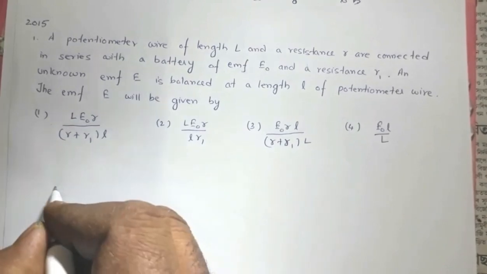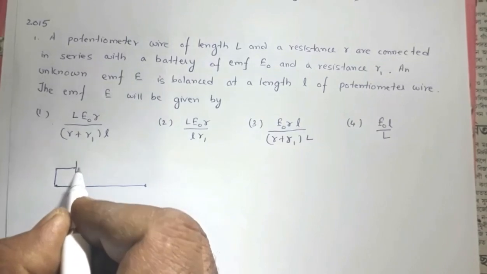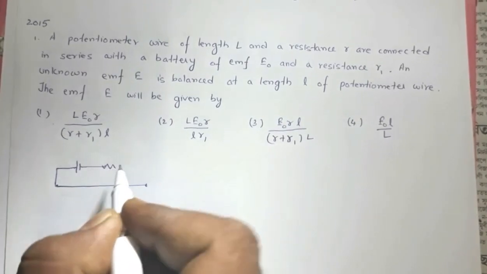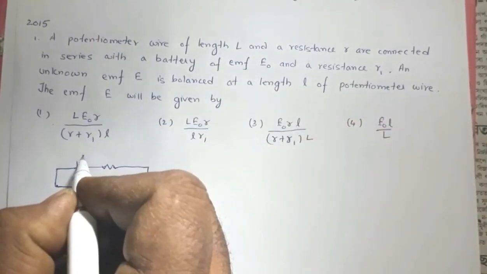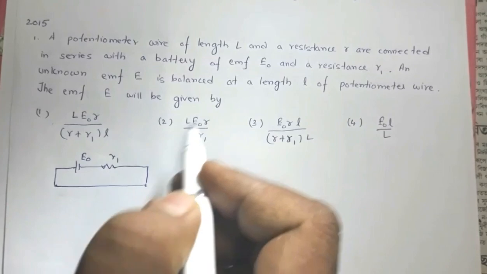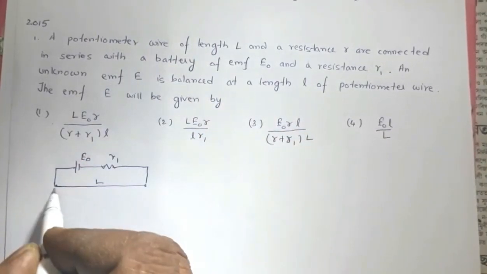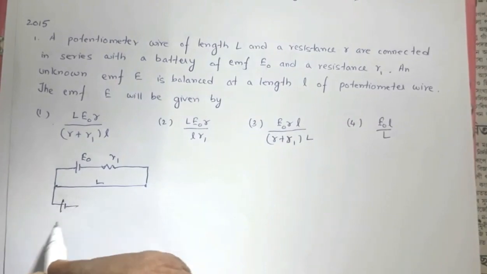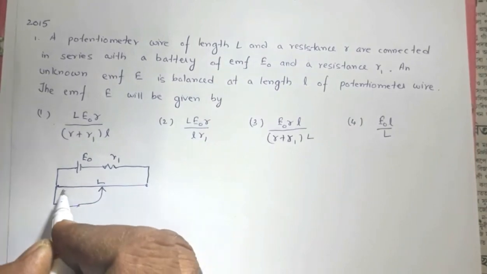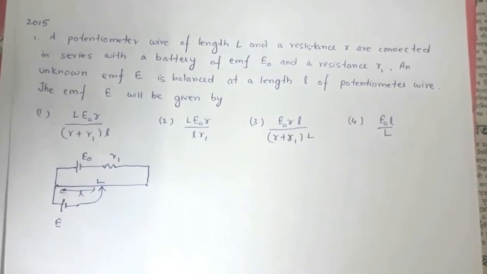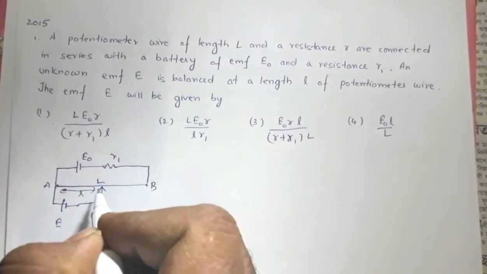Okay. So this is the potentiometer wire, and this is the driving cell connected with internal resistance. It has an internal resistance R1. Driving cell is E0. Length of the potentiometer wire is L. This is the unknown EMF E, and it balances at length l. So l is the balancing length. AB is the potentiometer wire of length capital L.